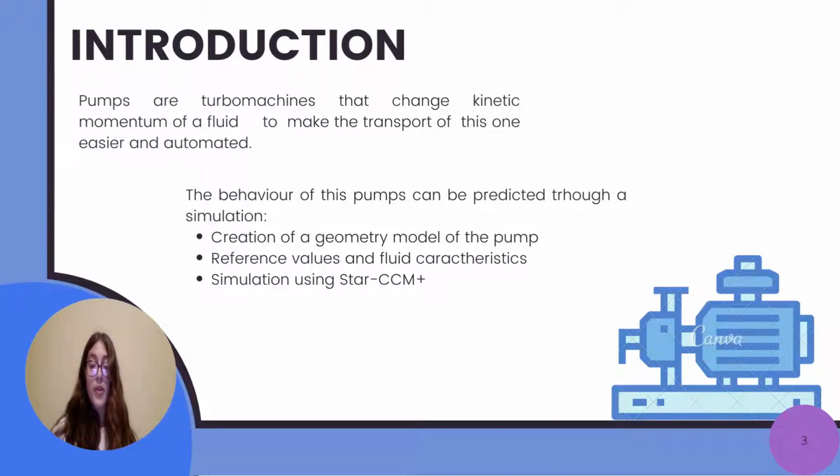First of all, it's important to understand the definition of a pump. Pumps are turbomachines that change the kinetic momentum of a fluid to make the transport of it easier and automatic. The main parts of this equipment are the volute, impeller, and blades. The behavior of these pumps can be predicted through a simulation in 3 steps. The first one is the creation of a geometry model of the pump. Then we need to put in the reference values and fluid characteristics. And the last step is the simulation using Star CCM+.